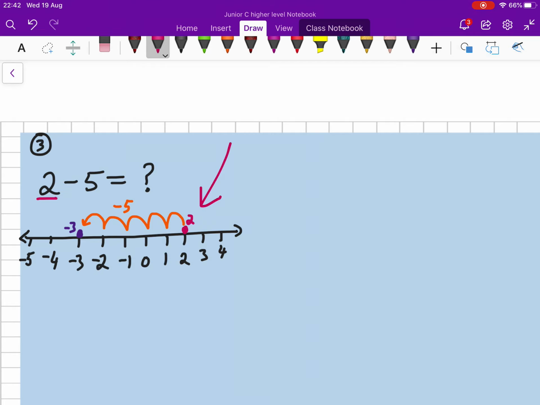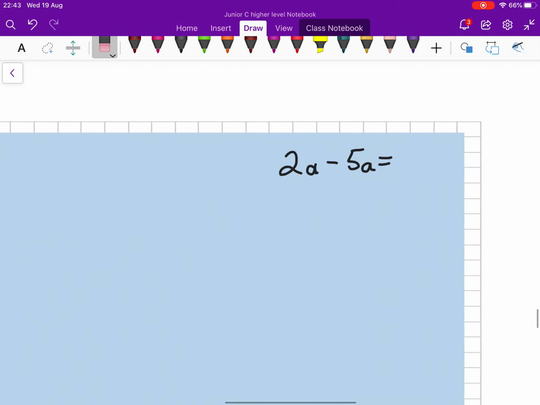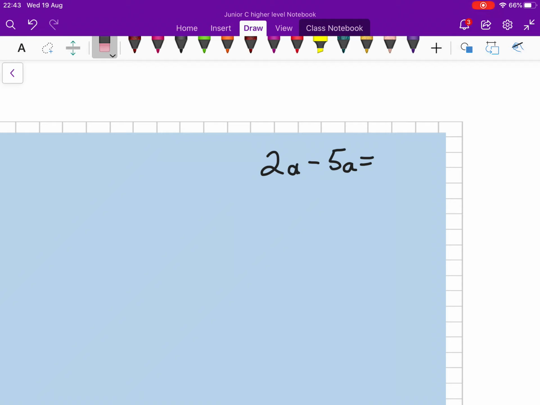Our third example, 2 minus 5. So 2, we're starting on the right hand side here, we're right of 0. We're subtracting 5, so we're moving to the left, going 5 spaces, and we're stopping at the minus 3. So we should be able to follow that on our number line. So if we add a variable in there, again, that's not going to make any difference. This time we've gone for a, so it's 2a, take away 5a, and our answer is going to be minus 3a, using the same number line.